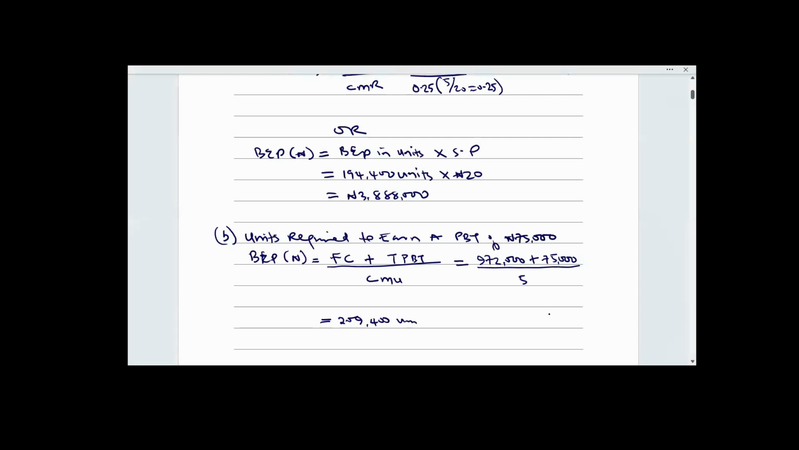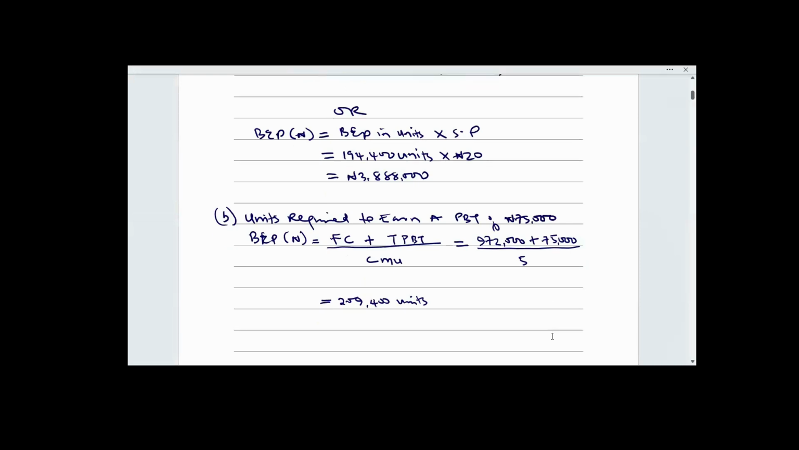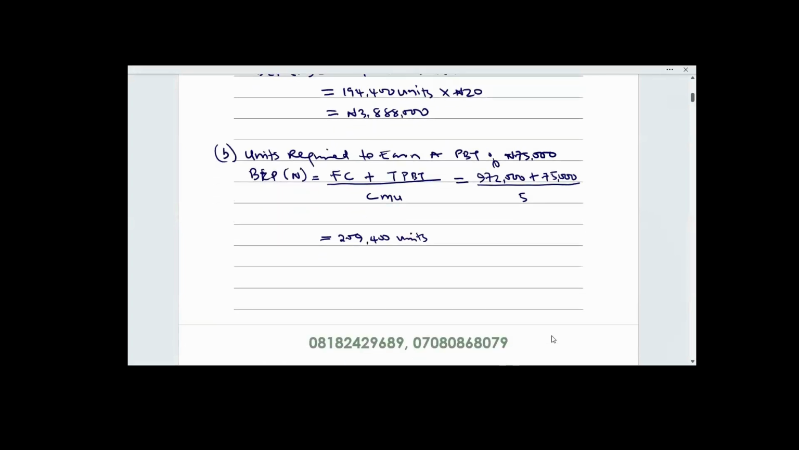209,400 units is the units required to achieve a targeted profit before tax of 75,000 Naira. Okay. Then number C, you are to determine the number of units that must be sold to earn an after-tax profit of 100,000 naira if the income tax rate is 40%. So the examiner has told us that after tax, you have been given a profit after tax of 100,000 naira, and you have to determine the units required.